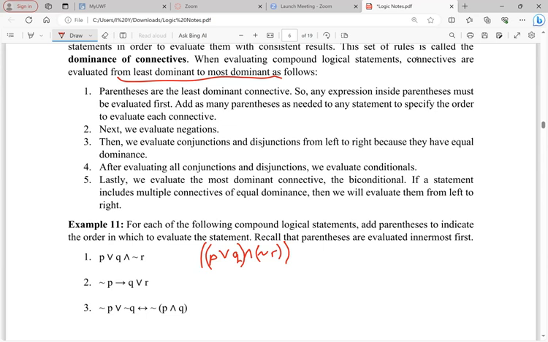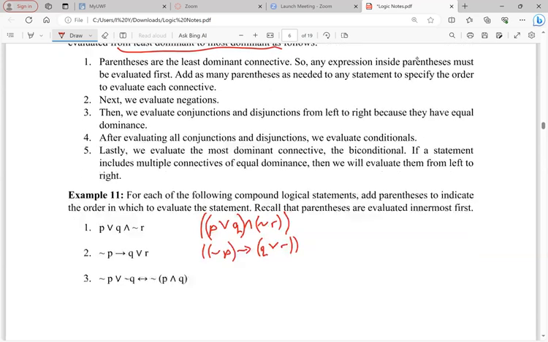Okay? So next, again, let's just rewrite this. Not P, then Q or R. Okay, again, first up is the not P. Negations come before anything. Then we have conjunctions or disjunctions. And then lastly, the if then conditional.